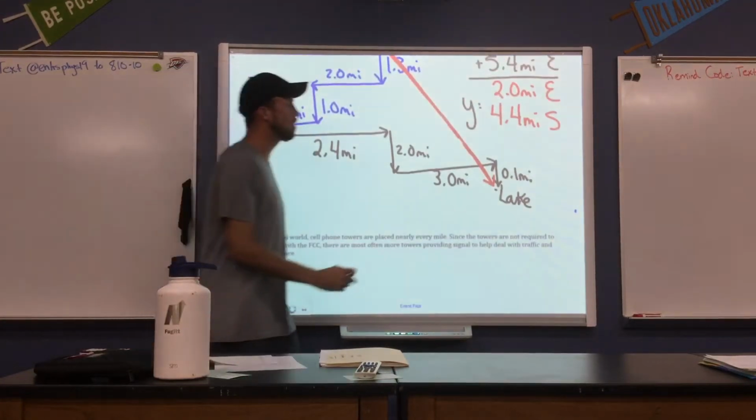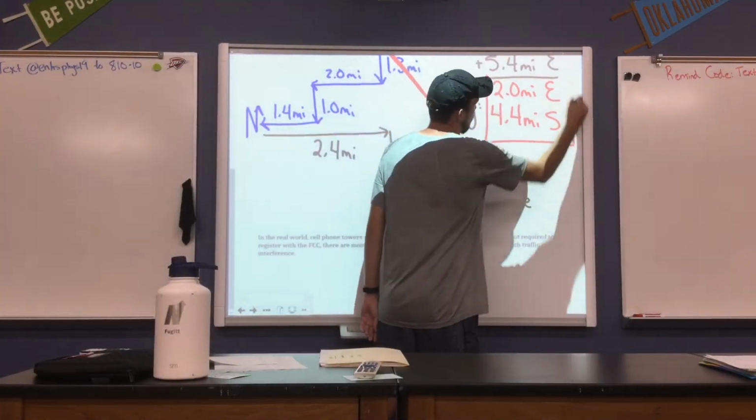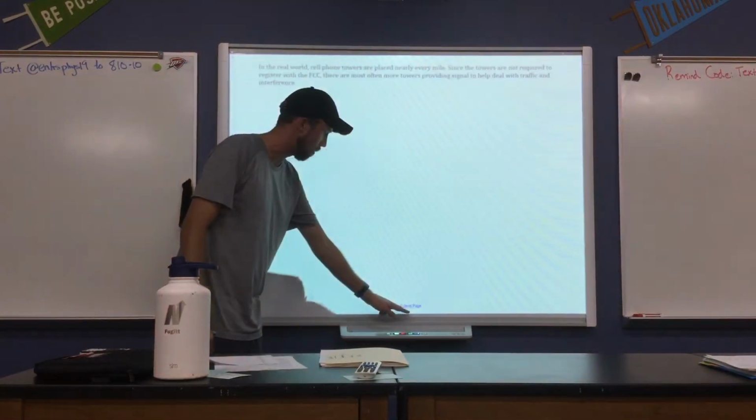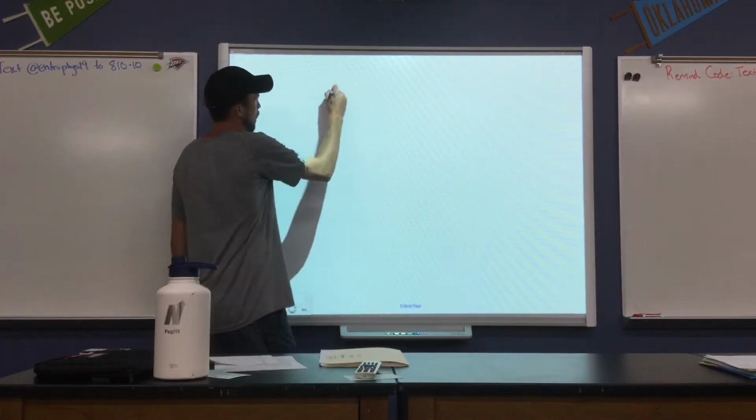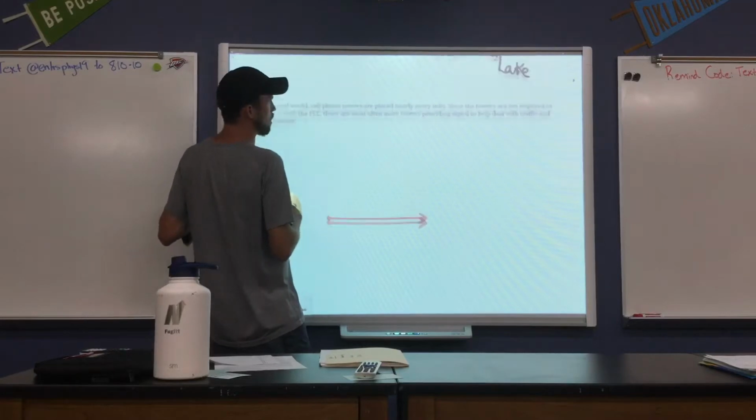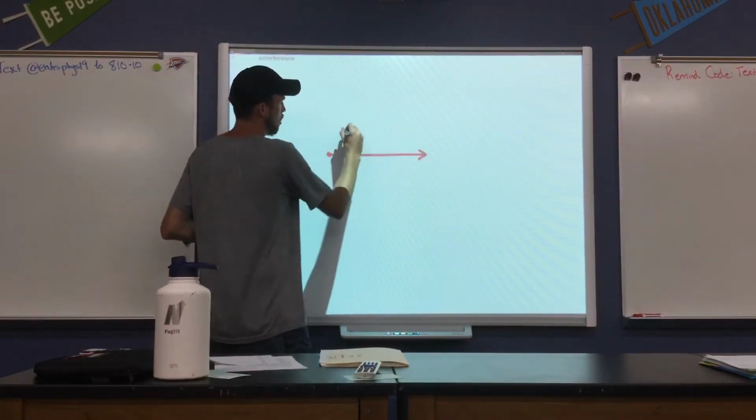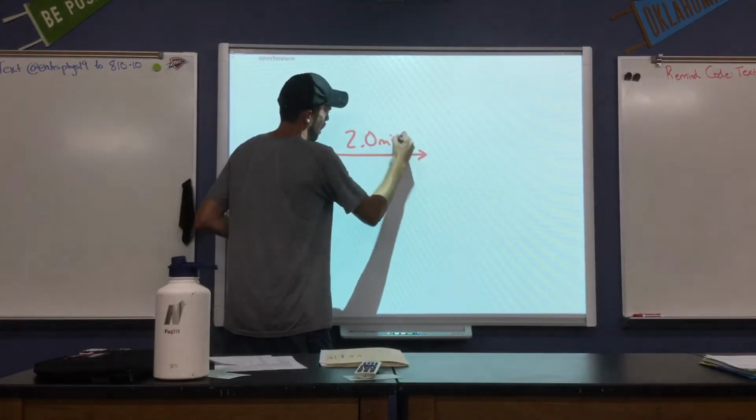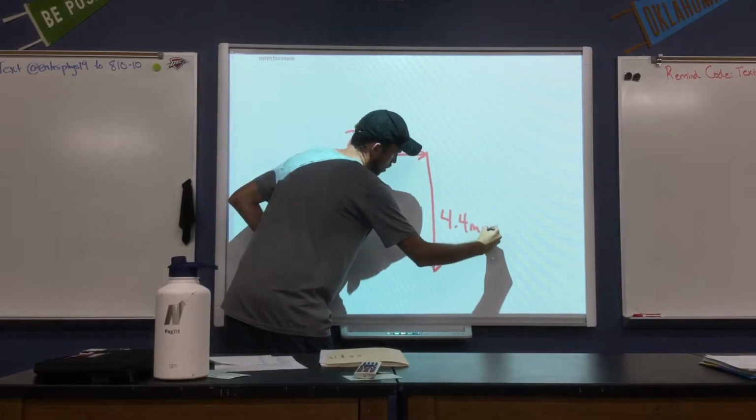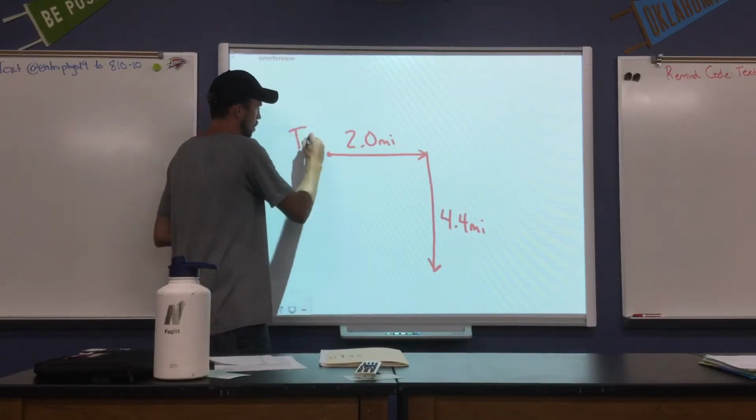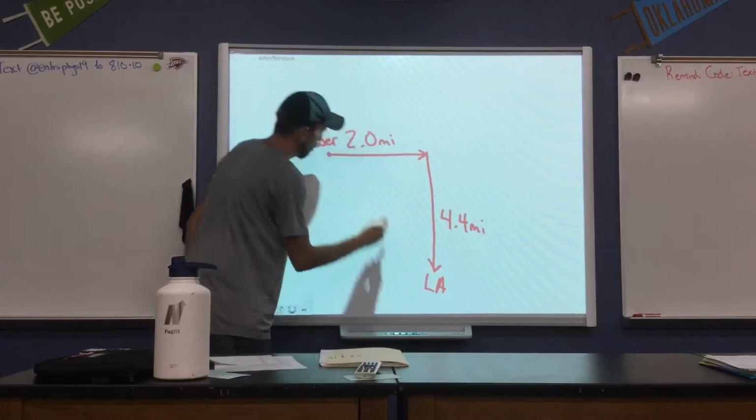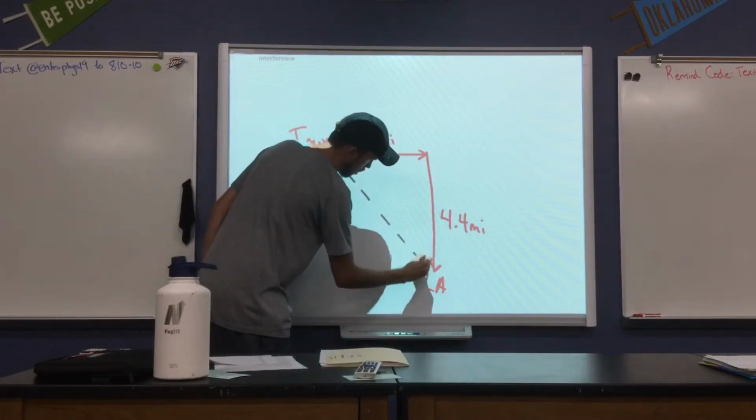So now I'm going to take these vectors, the overall x and y components, and I'm going to draw one final picture from the cell tower all the way down to a lake. That would be, what was it, 2 miles east, I believe. Double check, there we go. And then 4.4 miles south. This will get us from the tower down to Lake Arcadia.